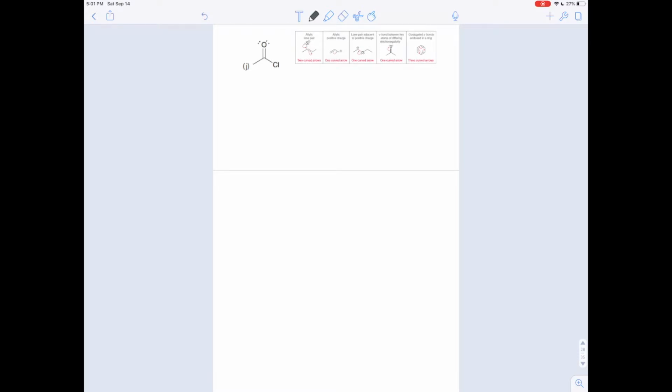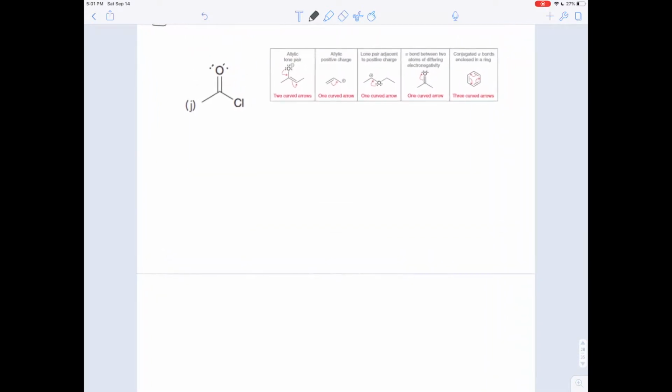For 232J, we would first want to draw in all the lone pairs. The lone pairs we draw would be on the heteroatoms. The carbons here all have zero formal charge, and carbon only has a lone pair when it has a negative formal charge. So it's just the oxygen and the chlorine that would have some lone pairs.